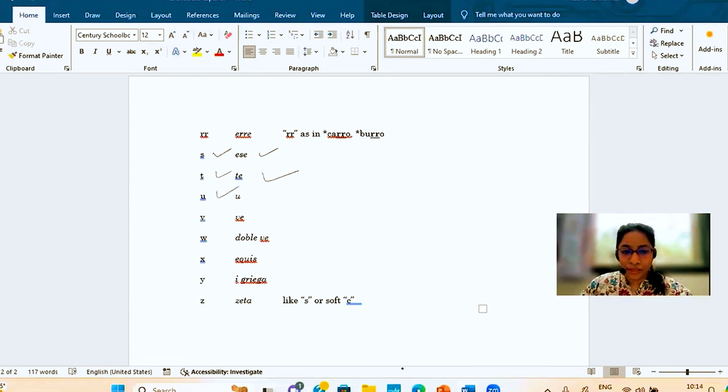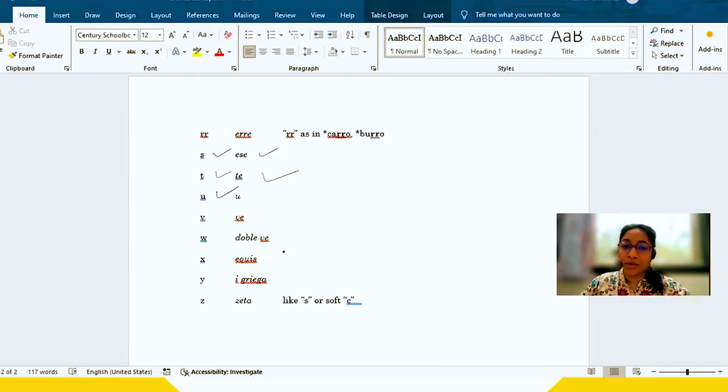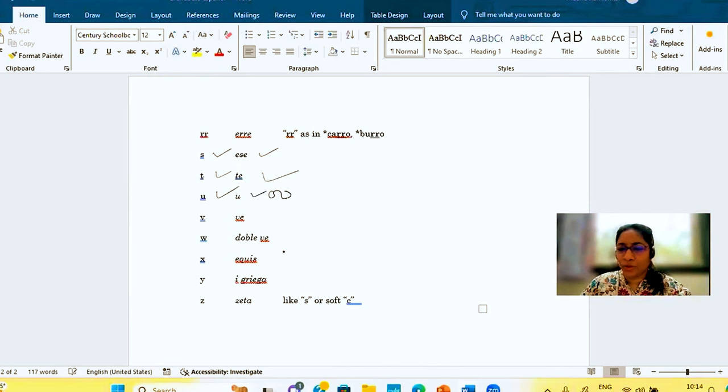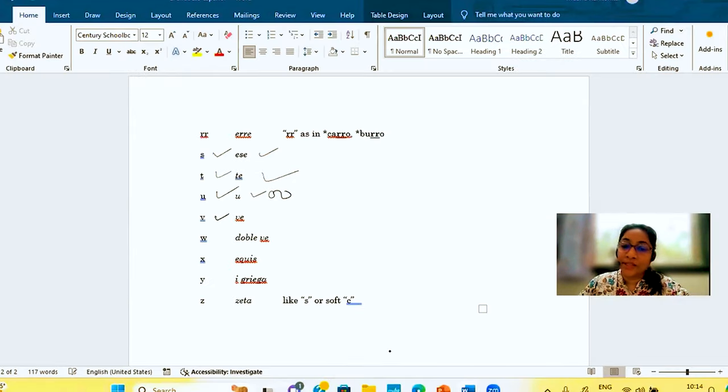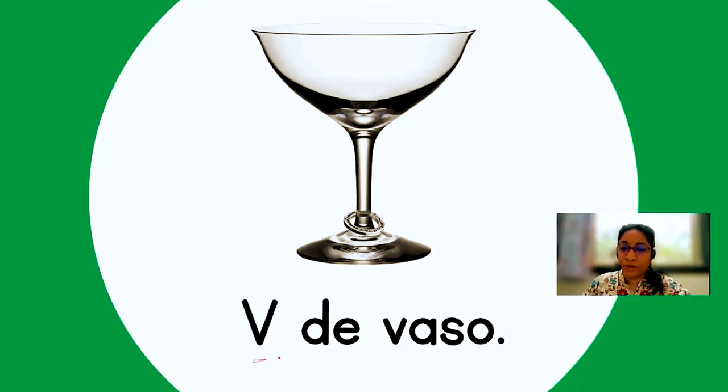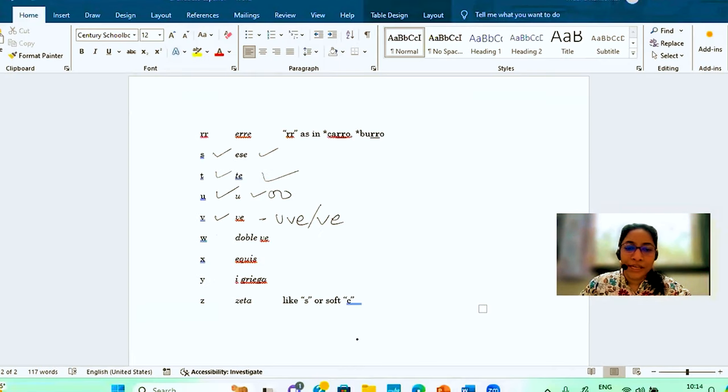U in English is U. Think of it as double O. U. And the example that we have here is uvas. U de uvas. Grapes. Uvas. Next one is V. Okay, now many people even pronounce this as uve when they're saying the alphabets. So you can say ve or uve. Ve or uve de vaso. Vaso.